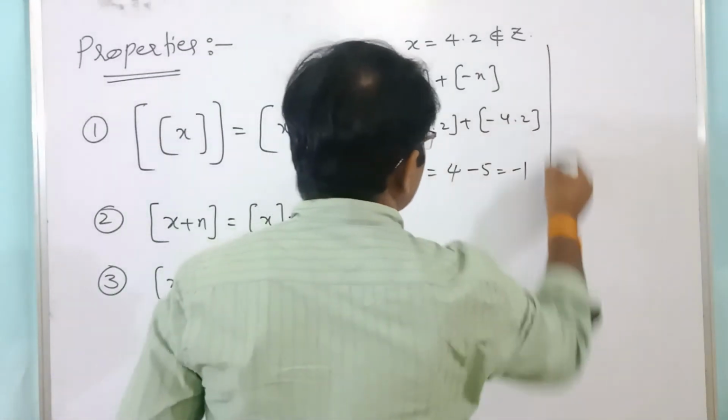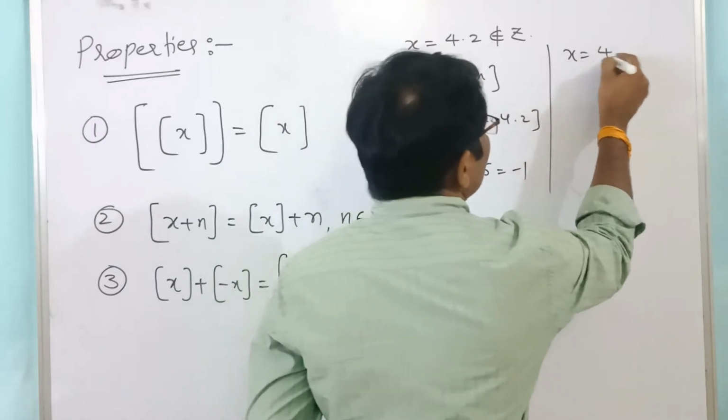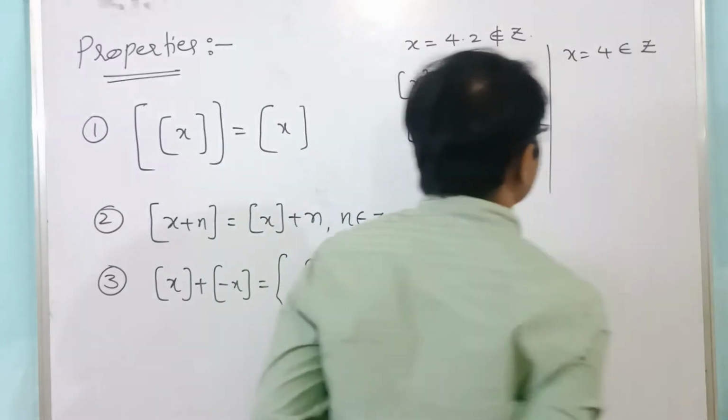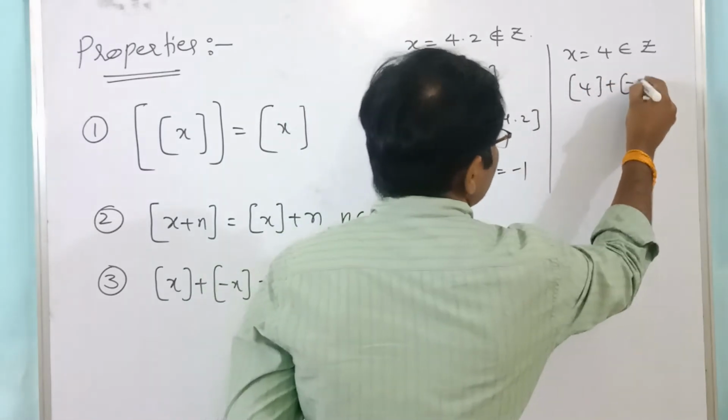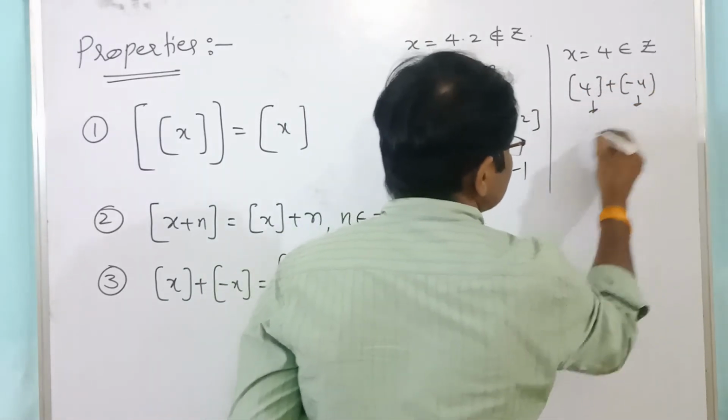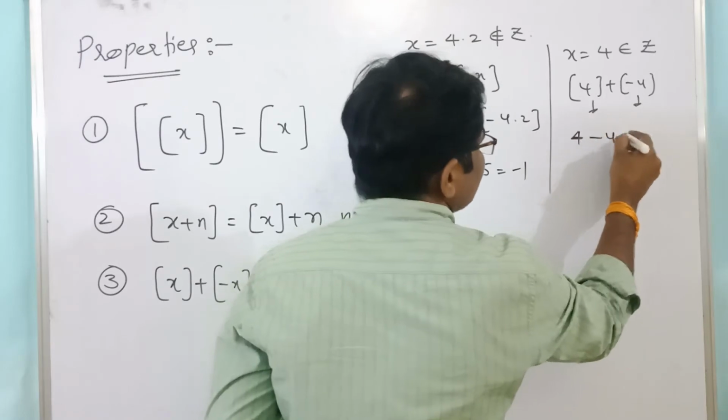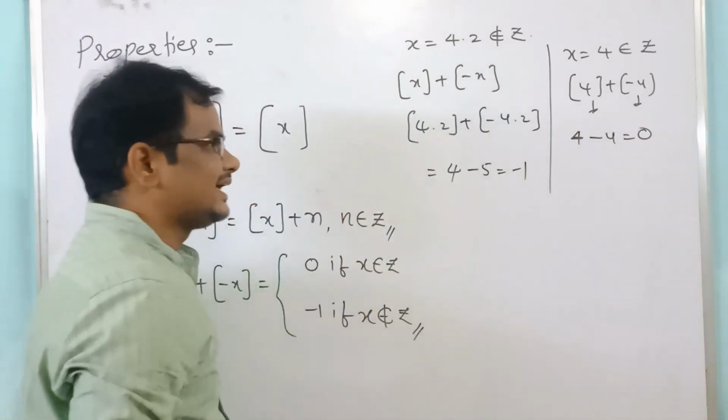Suppose you take x equal to 4, which belongs to integer. Now this has 4 plus the greatest integer of minus 4, both are integers only. 4 minus 4 equal to what? 0 you will get. Like this you will get.